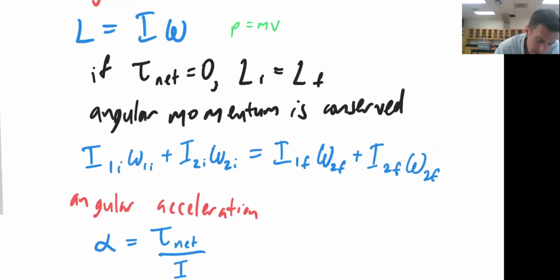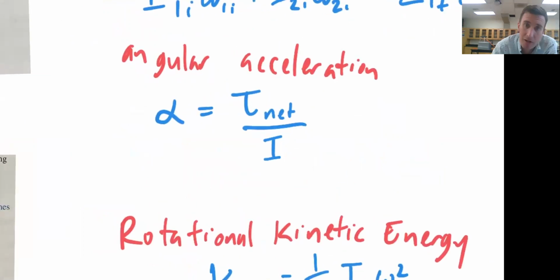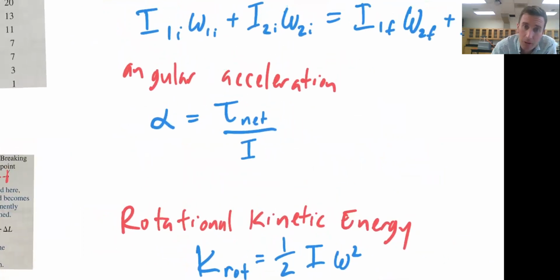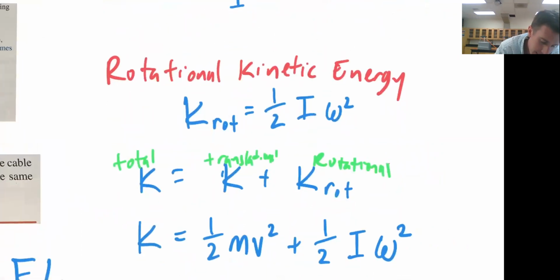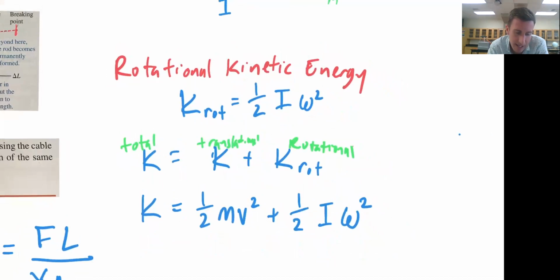All right, another factor is the angular acceleration. So I just wanted to remind you that angular acceleration is equal to the net torque over the moment of inertia. This would be equivalent to a equals F net over m, F equals ma, which is Newton's second law, right? This is Newton's second law for angular acceleration. And then finally, another piece that came up in kinetic energy was rotational kinetic energy. So rotational kinetic energy is 1/2 times the moment of inertia times the angular velocity squared.